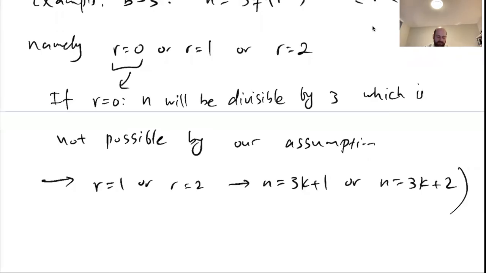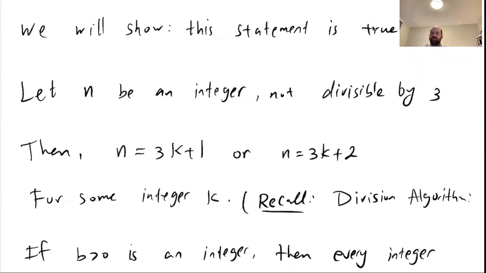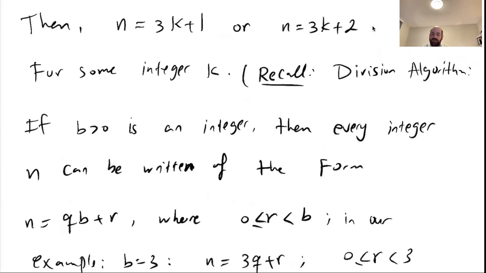So let's look at what we have done so far. I'm doing a direct proof. In a direct proof, I start with the assumption. The assumption is n is an integer not divisible by 3. Then my first conclusion is that n is either of the form 3k plus 1 or 3k plus 2. Then inside the bracket, I justified my claim that n is either of the form 3k plus 1 or 3k plus 2. So why is that? I basically use the division algorithm.